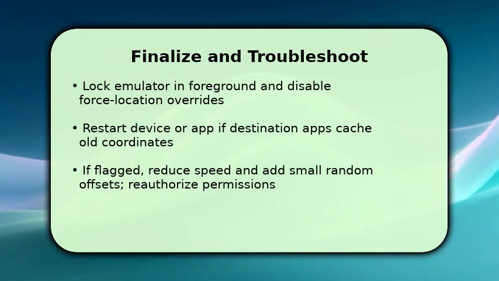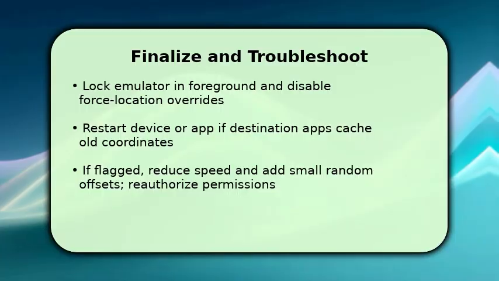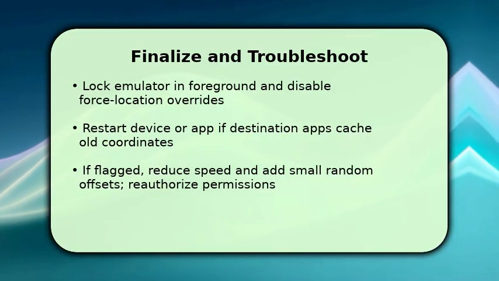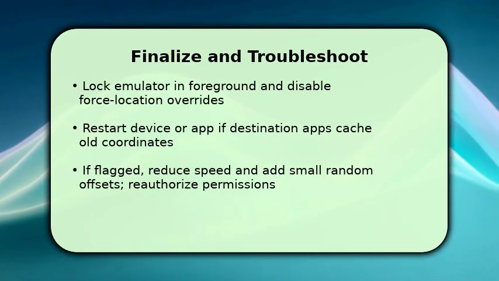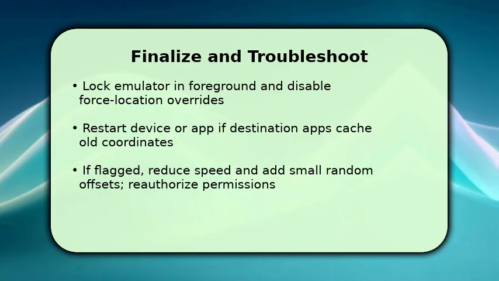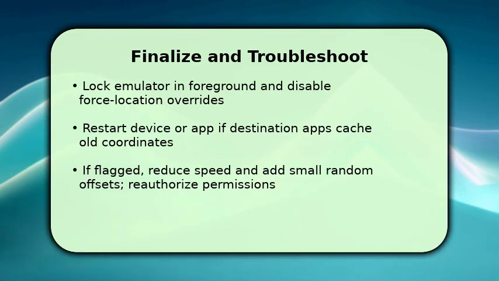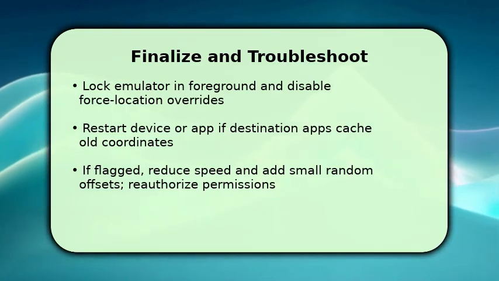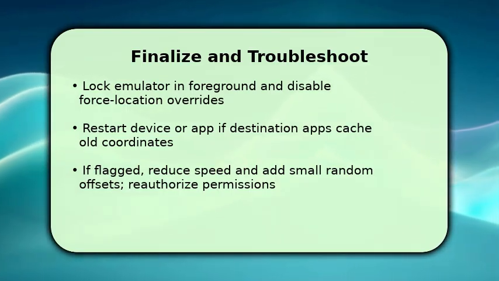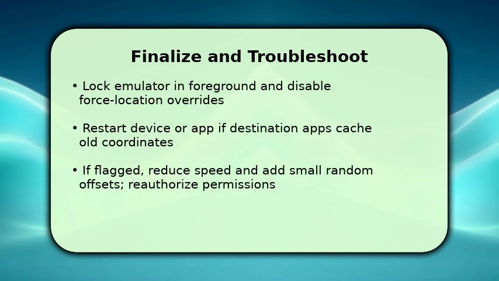To finalize, keep the emulator app active in the foreground and confirm it remains the primary location provider. iOS can revert to true GPS when the emulator is backgrounded. If the target app shows the old position, force close and reopen it, or reboot the phone to clear cached coordinates. If location services are blocked or apps detect spoofing, reduce movement speed and add minor random offsets to appear natural. Then reauthorize location permissions. If problems persist, reinstall the emulator and repeat the permission grants.